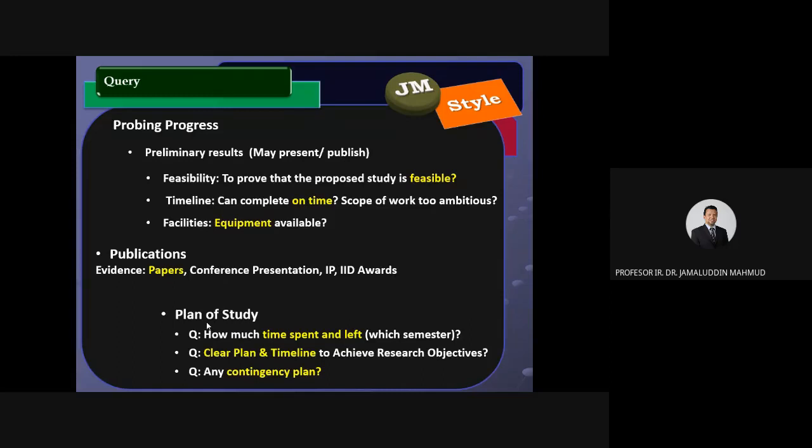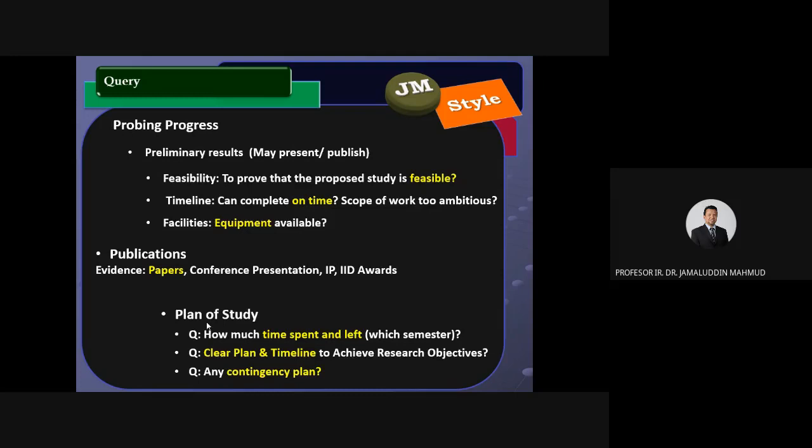And if the candidate has a clear plan and timeline to achieve the research objectives, we can probe at the Gantt chart. What are you going to do next? We can ask them. And is there any contingency plan? For example, we did not foresee COVID-19 coming. Suddenly, for a few months, all work halted. And then, what is the contingency plan? This kind of question will trigger the candidates. They say, oh, okay, I have to plan well in order to graduate on time and complete a good research.